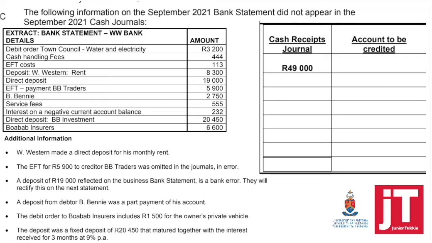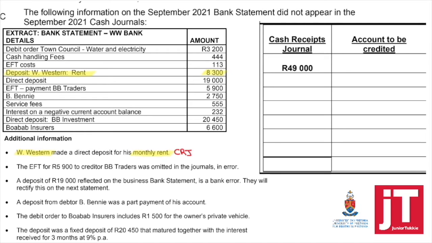Looking at information C, the following information on September 21 bank statement did not appear in the September 2021 cash journal. So if it doesn't appear in our books, but it reflects on the bank statement, it means we need to update our books. So they've provided you with an extract with a bank statement and additional information. Always check both to see what it is that you need to do. So we're now going to first look at all the money that was received, direct deposits that was made into our bank account.